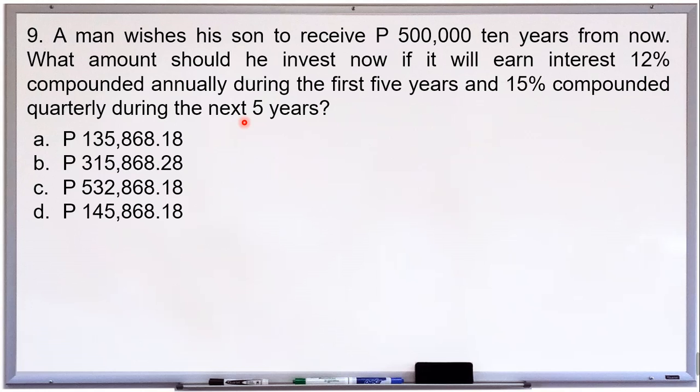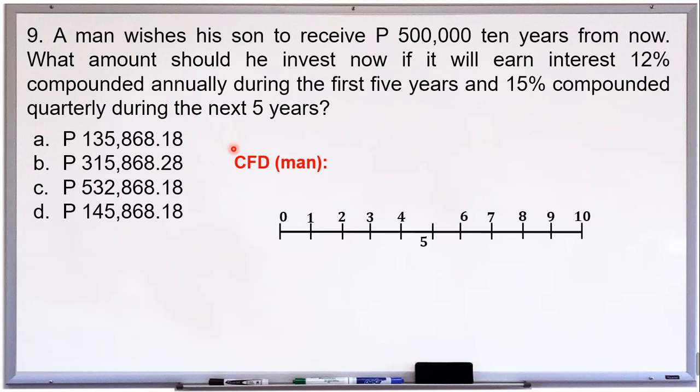Now, in order to visualize the transaction that is being created in the problem, it is best to construct a cash flow diagram from the point of view of the man. Okay, so again, we're going to create a horizontal line. So the scale ranges from 0 year up to 10 years, because again, from the problem, we have first 5 years and next 5 years, a total of 10 years.